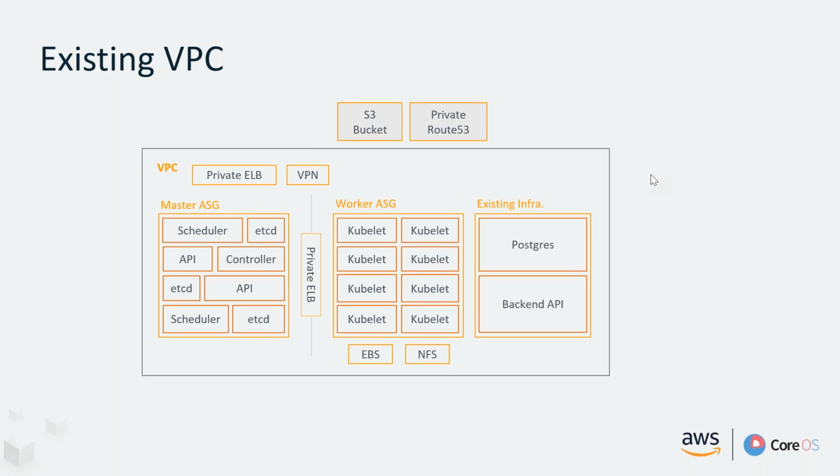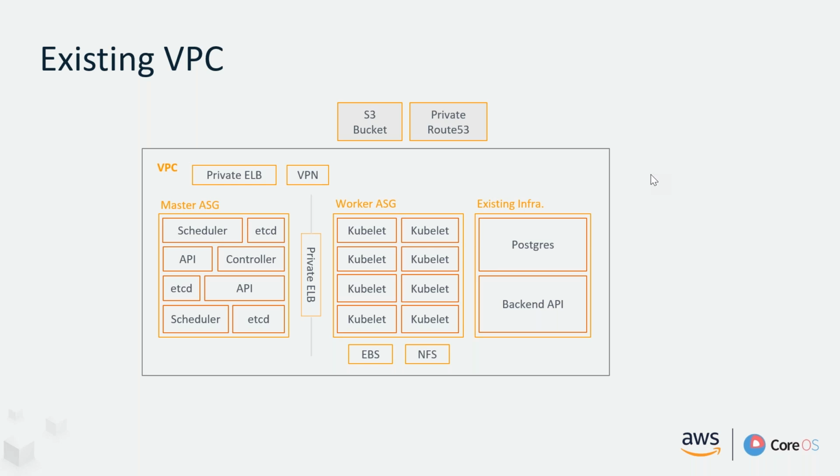Now, if you want to have a private cluster, what you would do is switch all those public subnets to private. The private ELB is turned from public, and then you would talk to this cluster through a VPN. This is a very popular method to do it. You can use Bastion hosts and that type of thing as well to keep all of your infrastructure offline.